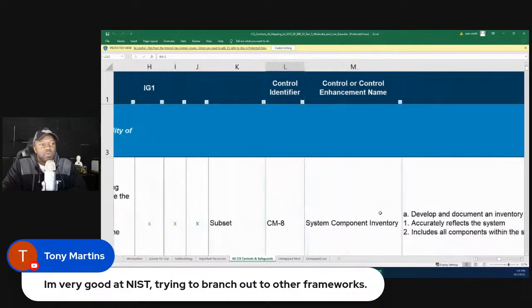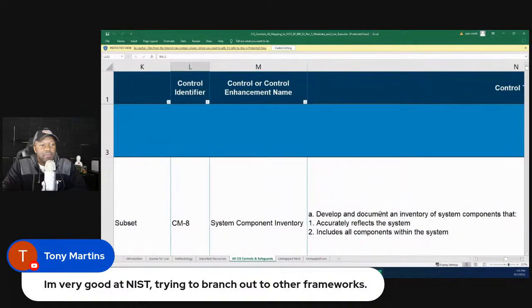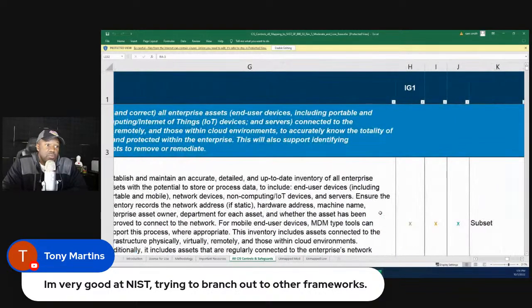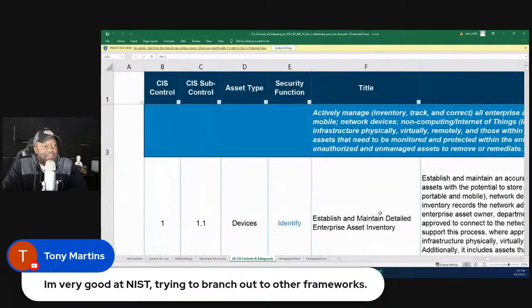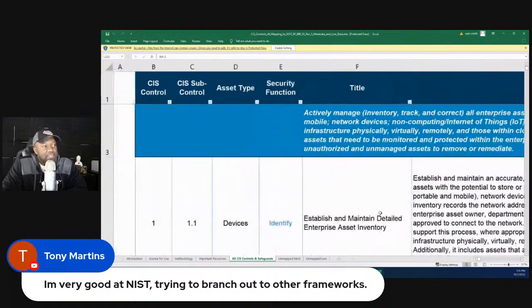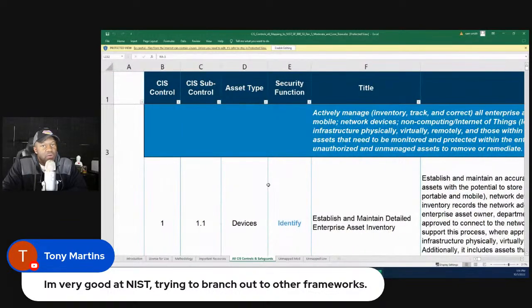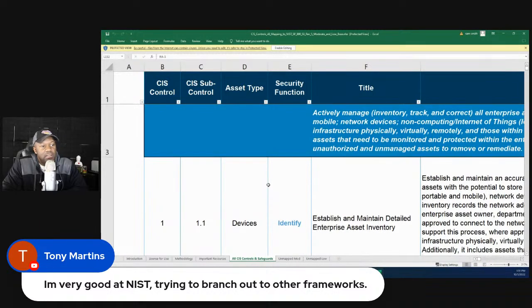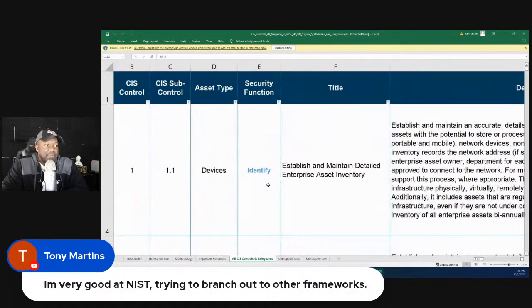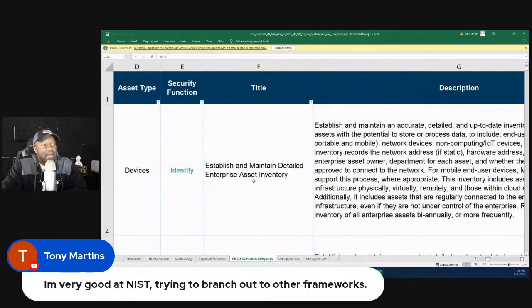Obviously, that's not practical with a large system environment, but I've seen people do it with a spreadsheet, and it's horrible to do, but it would still qualify as maintaining a detailed enterprise asset inventory. But look at this. If you know NIST CM-8, you also know CIS 1.1 in particular. It's also talking about the same thing: the organization establishes and maintains a detailed enterprise asset inventory, just like CM-8.